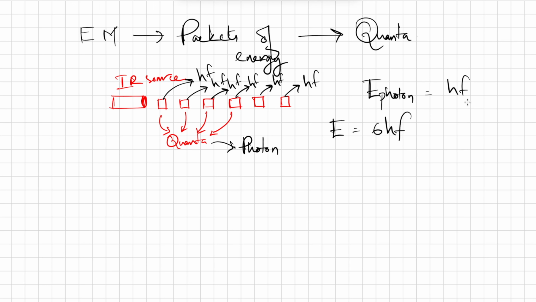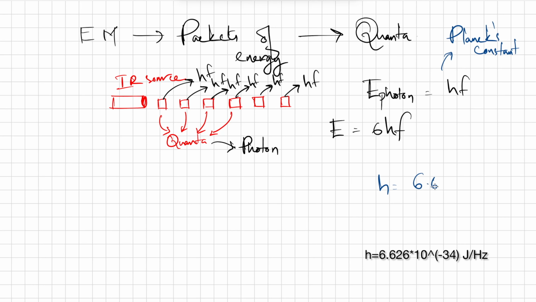Okay, but what are h and f? h is a constant called Planck's constant. Planck's constant has a value of 6.634 times 10 to the power of minus 34 joules per hertz. That's the constant. Now f is the frequency of the radiation.